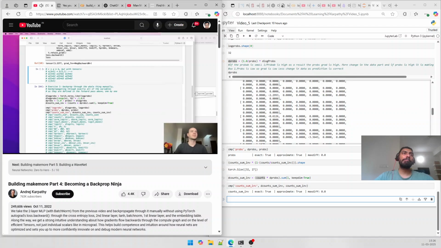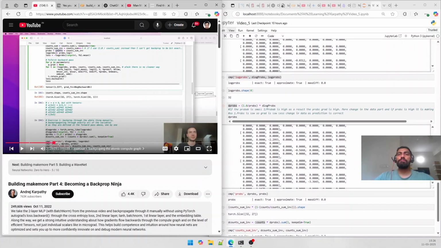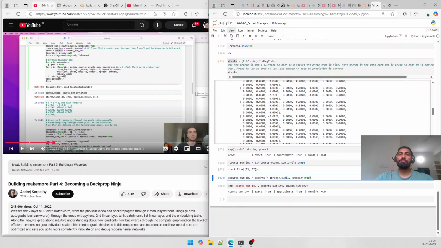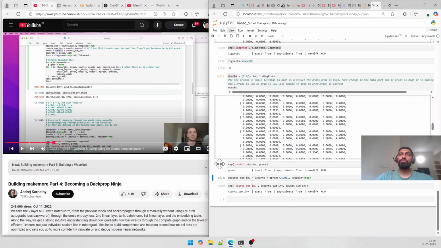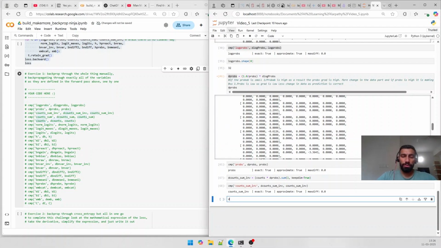Let me erase this. Now let's also backpropagate into counts, which is the other variable here. Okay, we reached this point. Now we need to calculate the counts as well. We need to be pretty wary of what we want to calculate here.